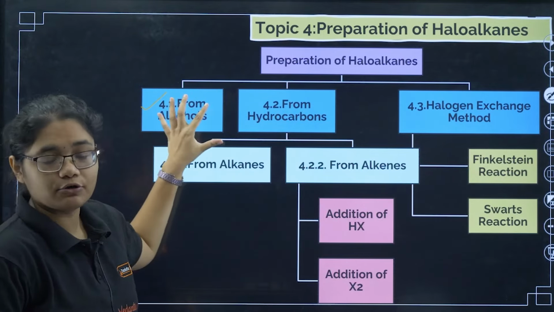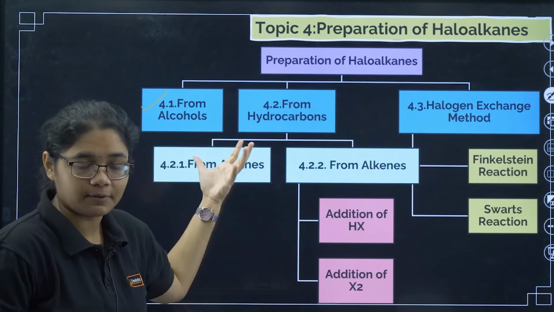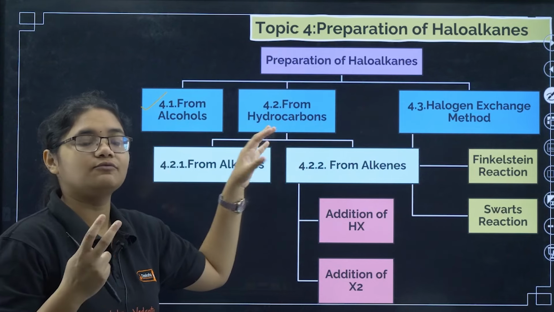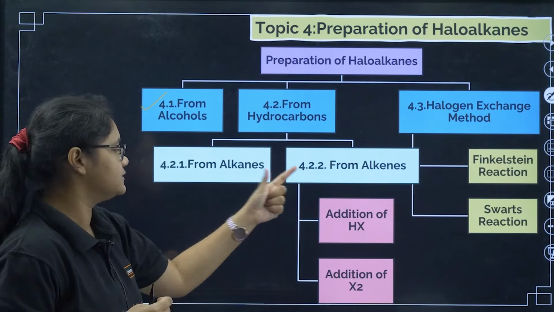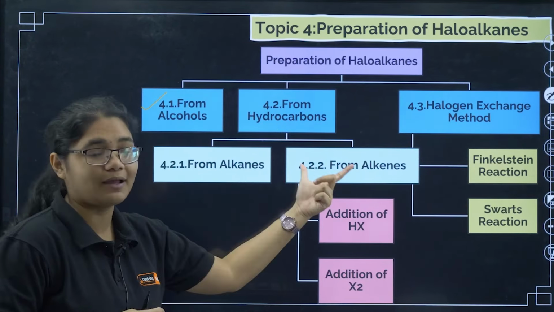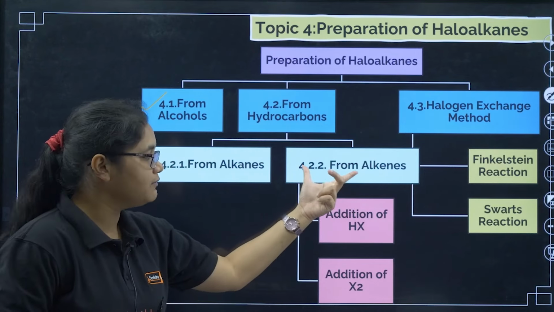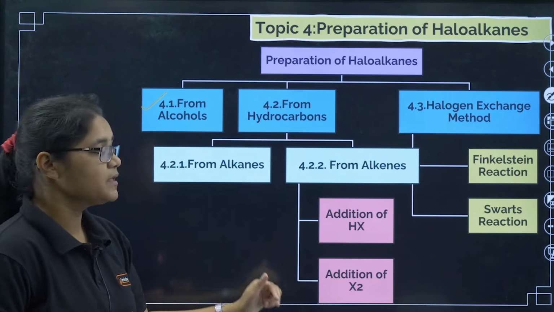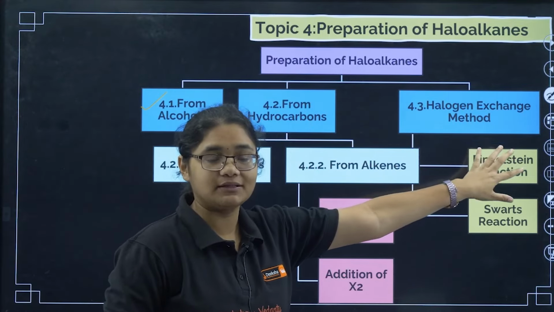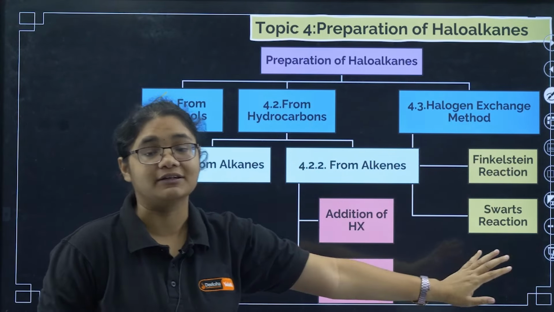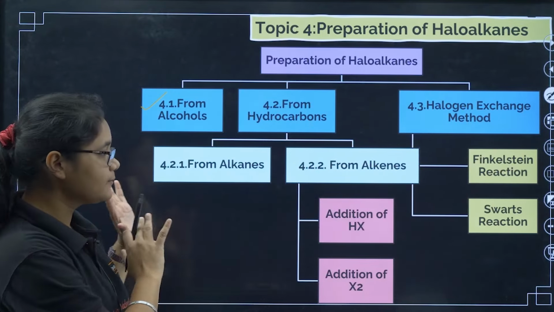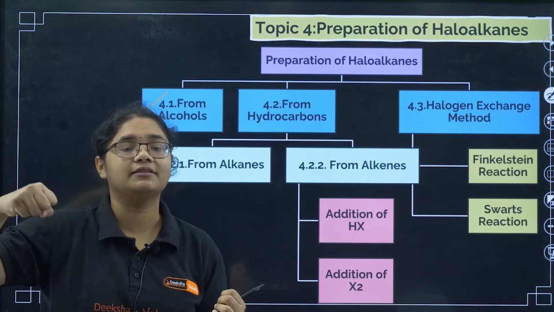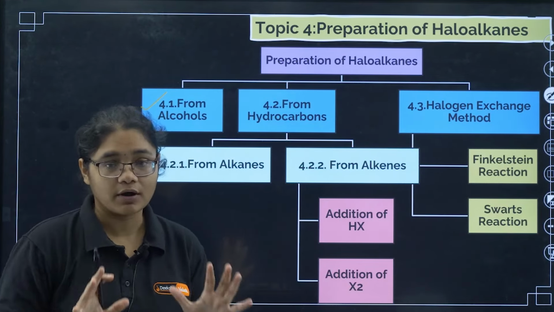When I talk about alcohols, I'll show you how we can prepare that. When I talk about hydrocarbons, we have again two things: one is alkanes, one is alkenes. From alkanes, how can we prepare, and from alkenes, how can we prepare. When we prepare from alkenes, we have two methods, addition of HX and addition of X2. And then we have the halogen exchange method, where we have the Swarts reaction and the Finkelstein reaction, okay? So these are the three sources from which we can prepare the haloalkane. So let's talk about the first one.